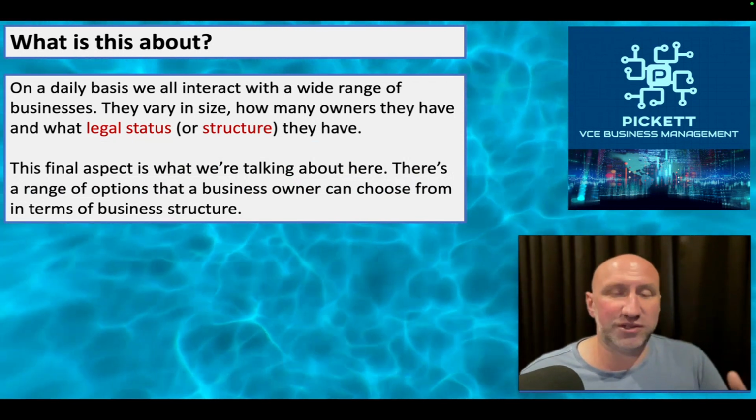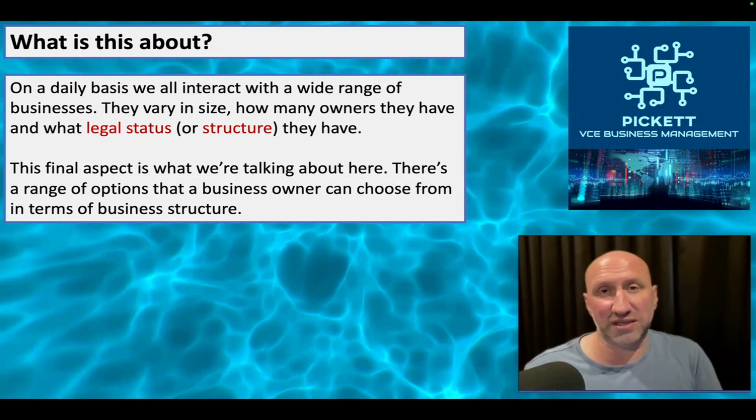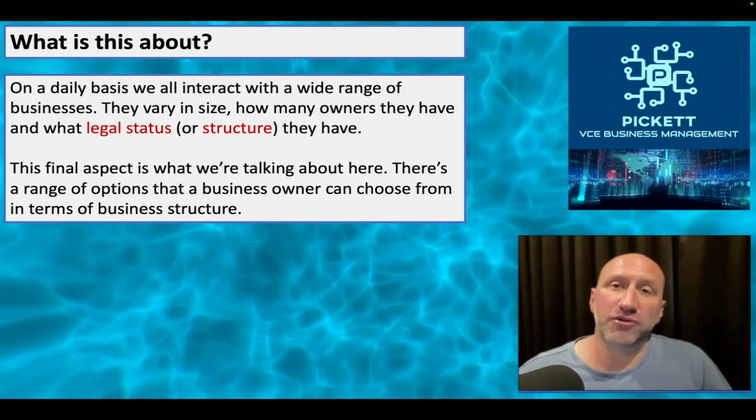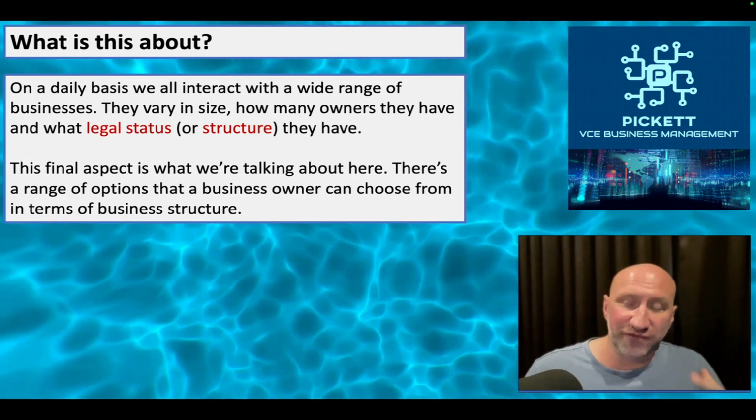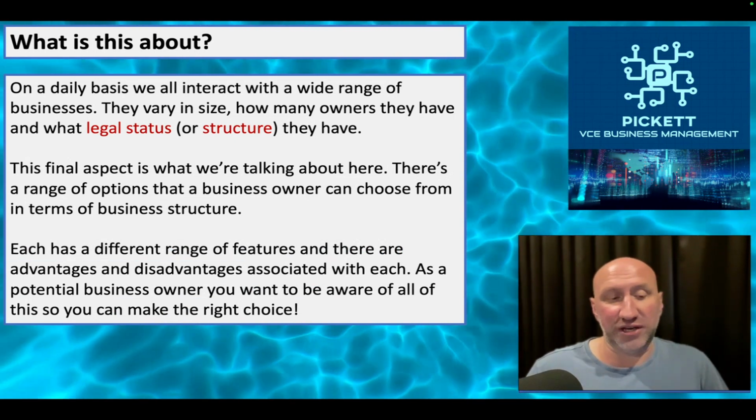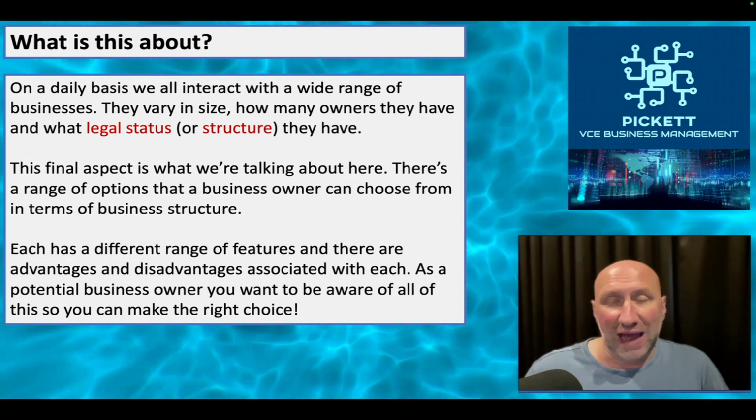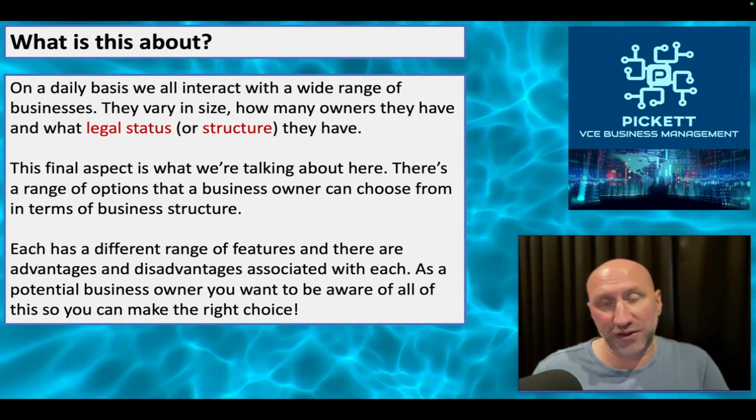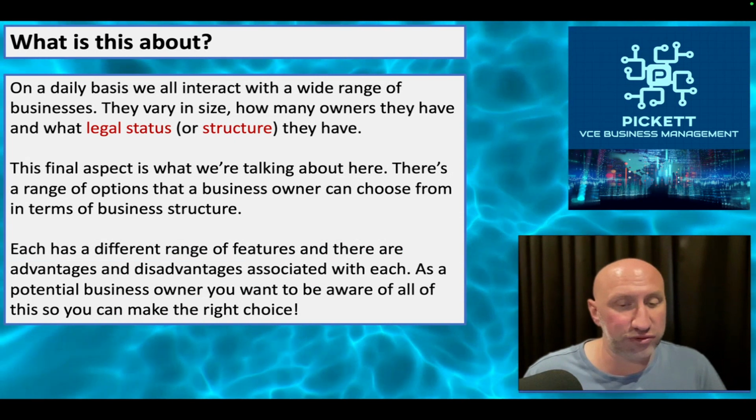There's a range of options, and we just saw them when we looked at the study design key knowledge dot point. There were 6 there that a business owner can choose from in terms of their structure. Each of these different structures has a range of different features, and they all have their advantages and disadvantages as compared with the other business structures that you might choose.